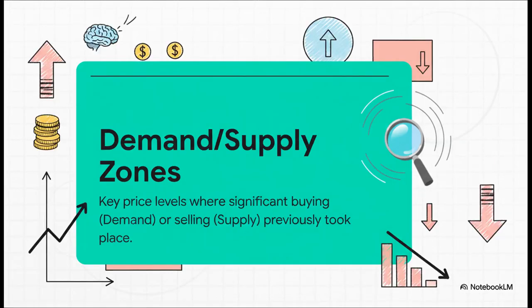All right, next up, demand and supply zones. What are these? Well, they're just specific areas on your chart where, in the past, a huge, aggressive move started. A demand zone is where a ton of buying pressure came in. And a supply zone, you guessed it, that's where sellers really took control. You can think of them as the market's memory. It remembers these important price points where the big players stepped in.